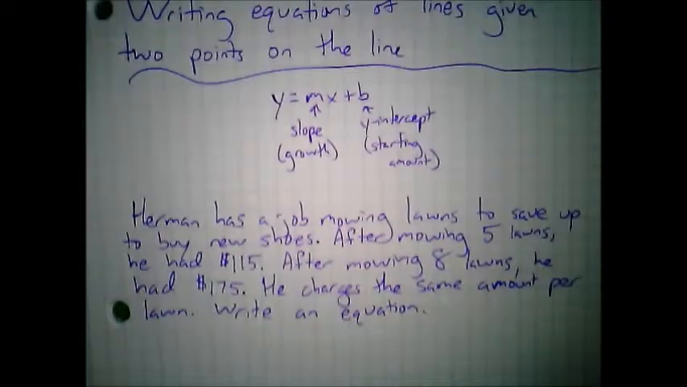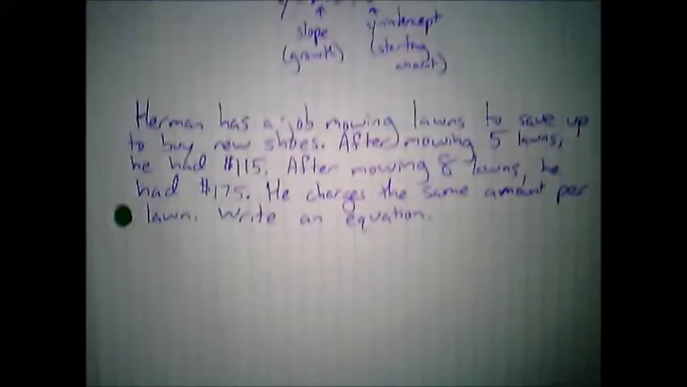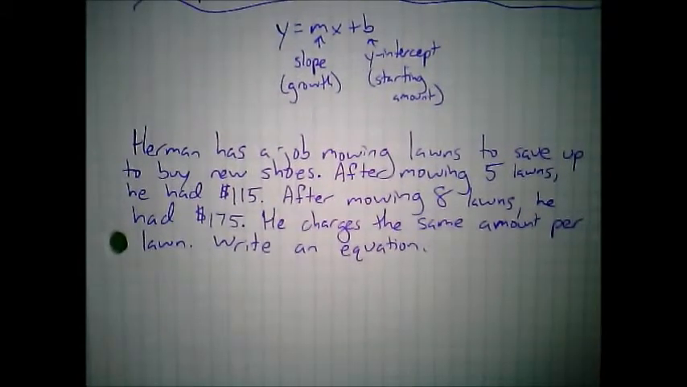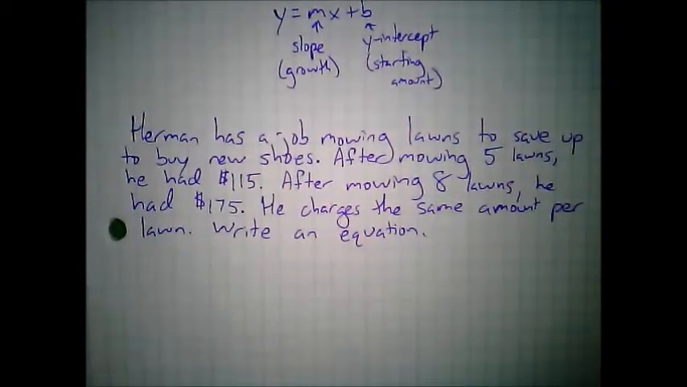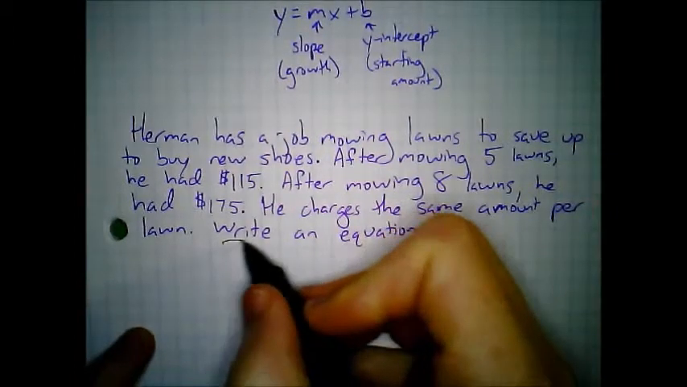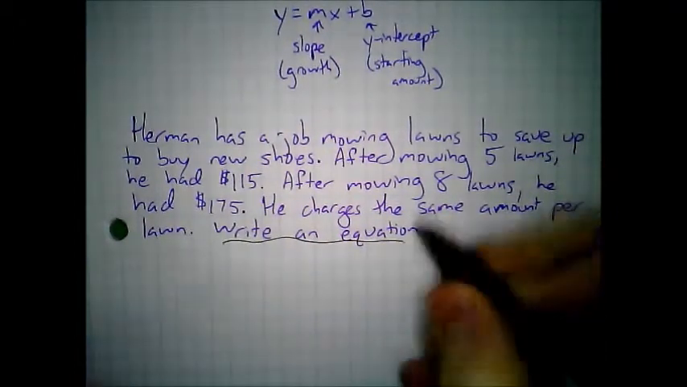So we're going to start with a word problem to help us build a conceptual understanding of what we need to do. It says Herman has a job mowing lawns to save up to buy new shoes. After mowing 5 lawns, he had $115. After mowing 8 lawns, he had $175, and he charges the same amount of money per lawn. So we want to write an equation. Press pause, take a moment to finish copying this down, then press play when you're ready to work through it. So we see the directions to write an equation.